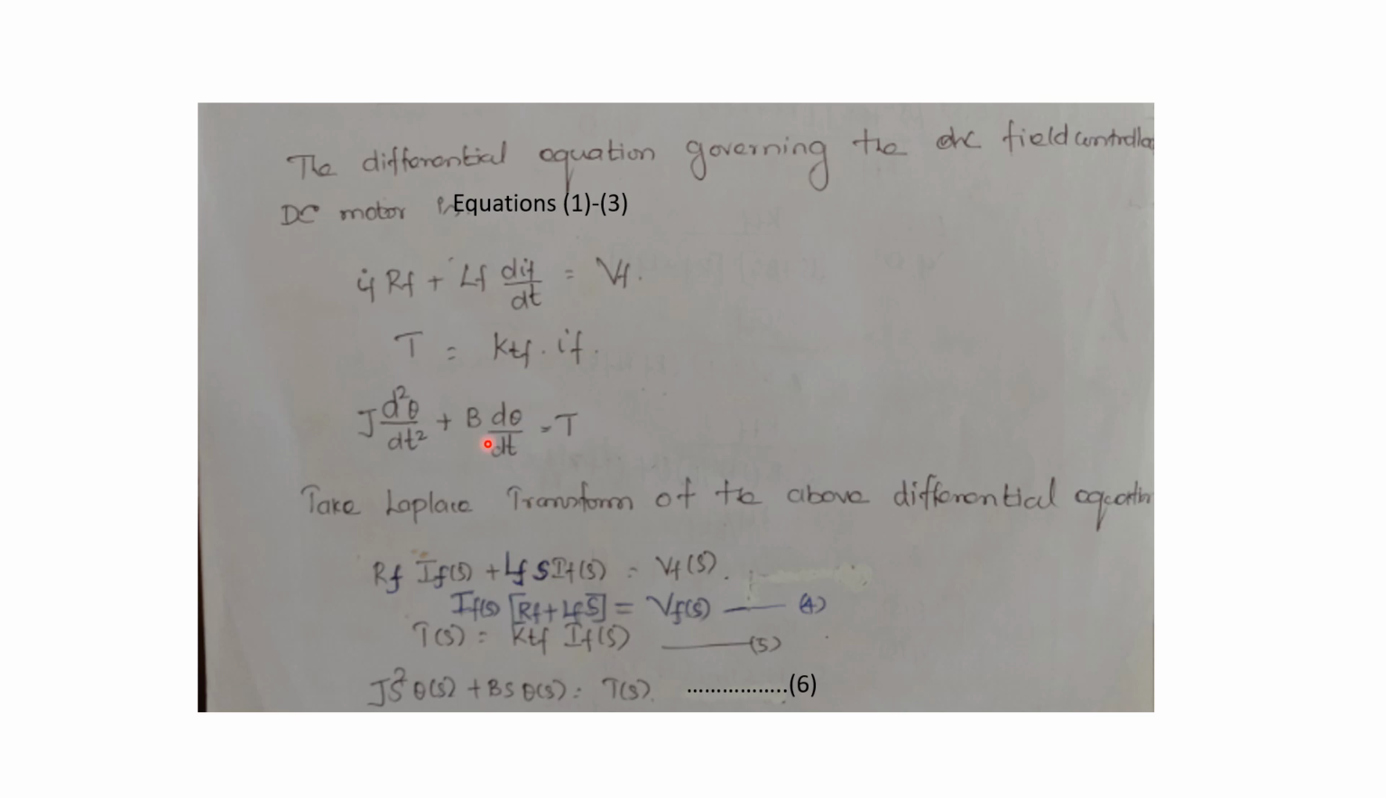Similarly, for the third equation, we find the Laplace transform. J and B are constants, so we can take them outside. Laplace transform of the double derivative will be S square into theta of S, plus B into, for the single derivative, the Laplace transform will be S into theta of S. That is equal to the Laplace transform of the torque, that will be capital T of S. This is equation number 6. Now in this way we are getting 3 algebraic equations in the S domain.